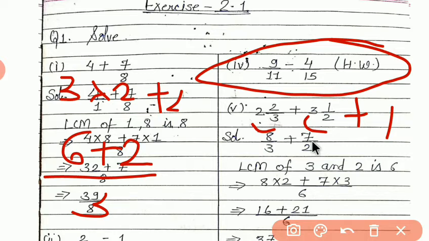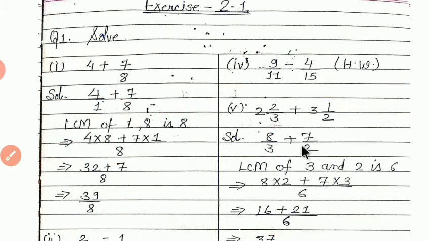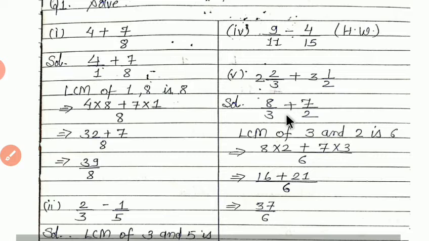After changing into improper fraction, we have to make the same denominator. So for making same denominator, we'll take the LCM. So LCM of 3 and 2. If we take the LCM, it will come as 6. Again we'll see in 3, for getting 6, we multiply by 2. So in 8 also we have to multiply by 2. Same here in 2, for making the denominator as 6, we have to multiply by 3. So 7 we will multiply by 3 only.